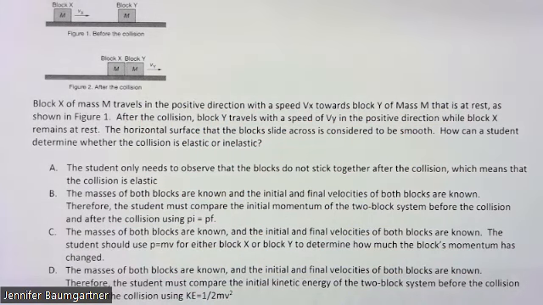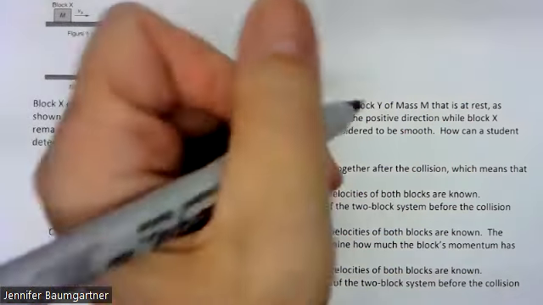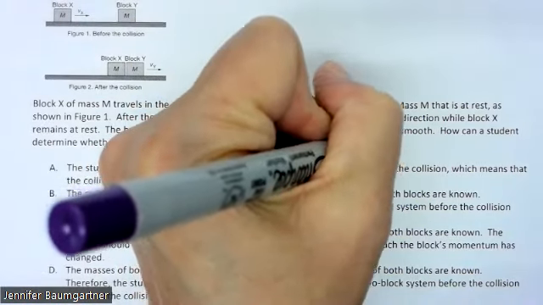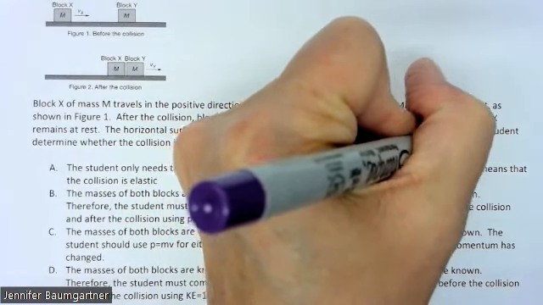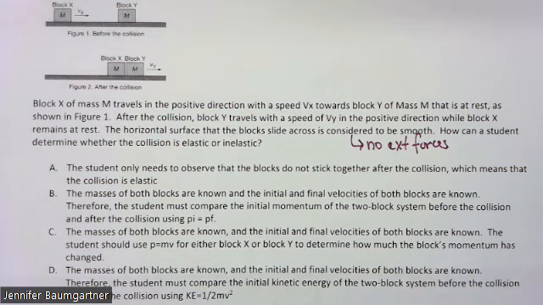Okay, welcome back. So let's walk through this. It says that the surface is considered to be smooth, so we can assume there is no friction. So we can also assume that there are no external forces, so we know that momentum is going to be conserved.